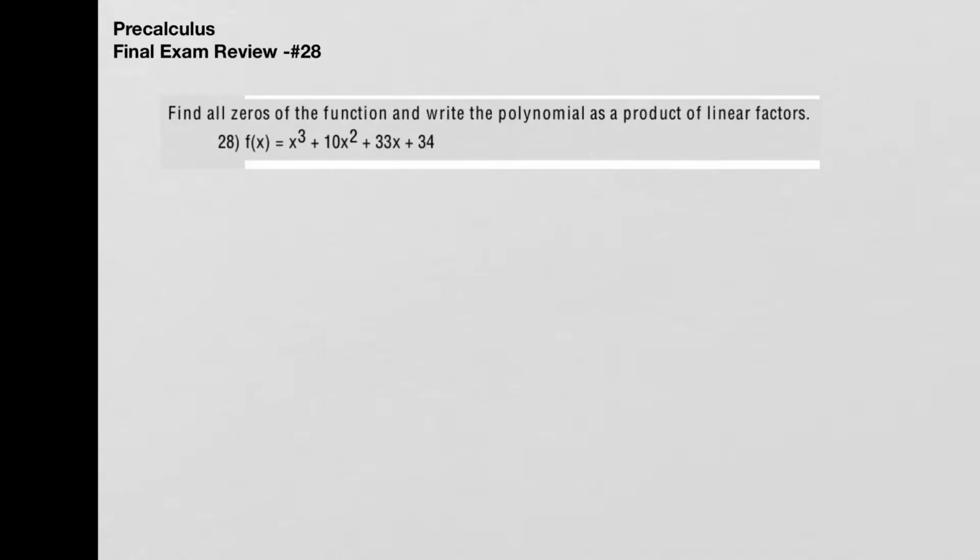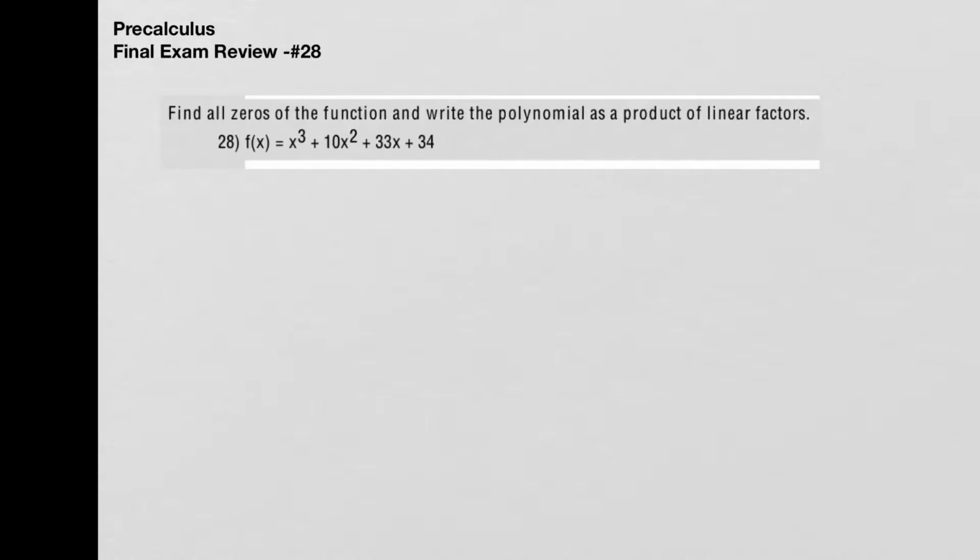In this problem, I need to find the zeros of this function and then write it as a product of linear factors. So the first zero I'll look for is a rational zero. I'm expecting to find one of those because we have all integers for our coefficients, and so it will have to be some kind of rational zero to get that to come up.